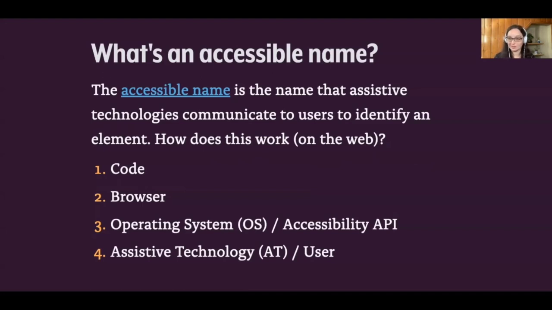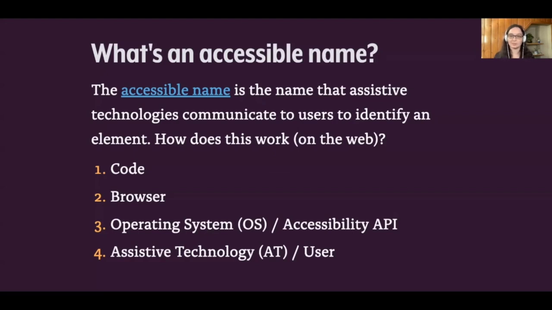And there is a link here to the accessible name computation. And if you visit the slides, you can quickly click on that link and read more about it. It is a lot more complicated than this explanation. But basically how it works on the web is a developer writes some code. That code is interpreted by the browser and rendered for the user. The operating system, or the OS, takes information from the browser and uses the accessibility API to communicate that to assistive technologies. And then assistive technologies communicate that information to the user.